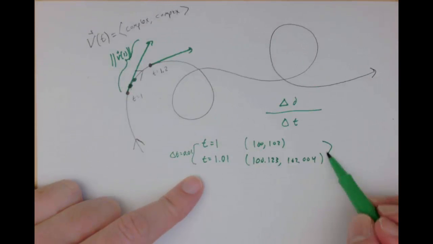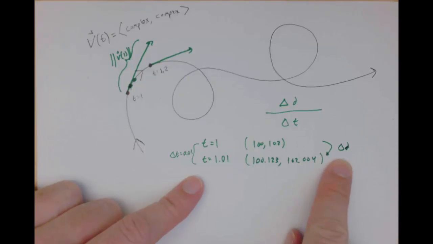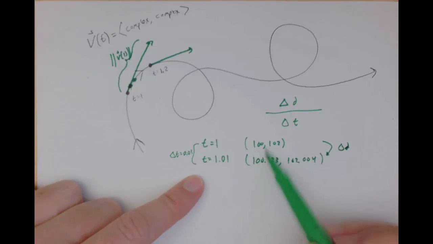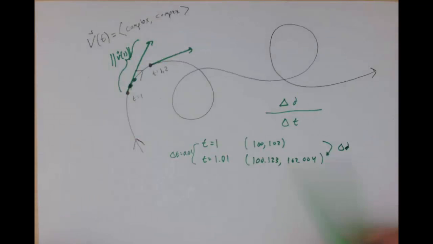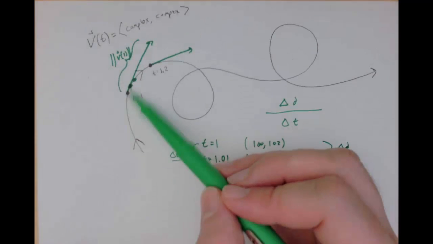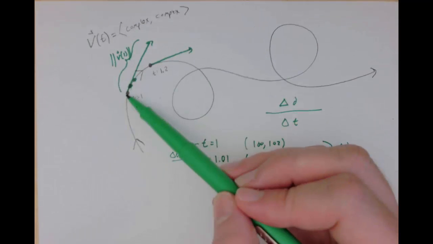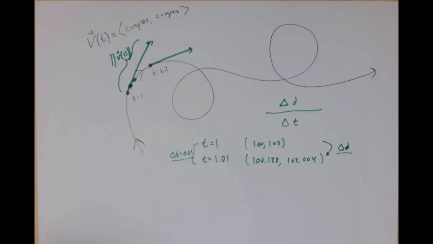So all you have to do is use the Pythagorean theorem to find the distance between these two points. And that's going to give you your change in distance. And then you divide that by your change in time, and that's going to tell you your speed, which is the same thing as the length of your velocity vector.